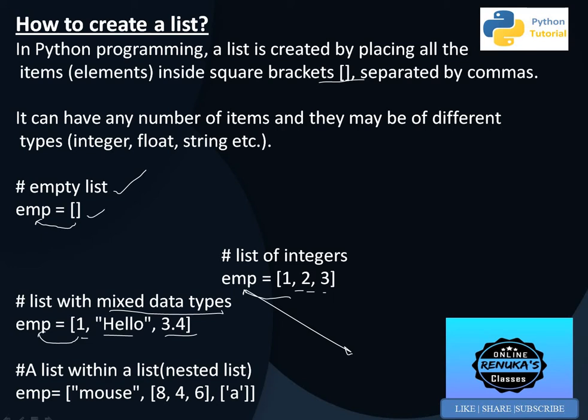Then list within a list is also possible, and that is known as nested list. One of the items of list, one of the elements of list can also be a list itself. So it is mouse, one string element, then a list, and then another list with one character, that is a. So all these are enclosed in square brackets and assigned one name. So this is the example of nested list, list within list. So these are the different ways a list can be created.